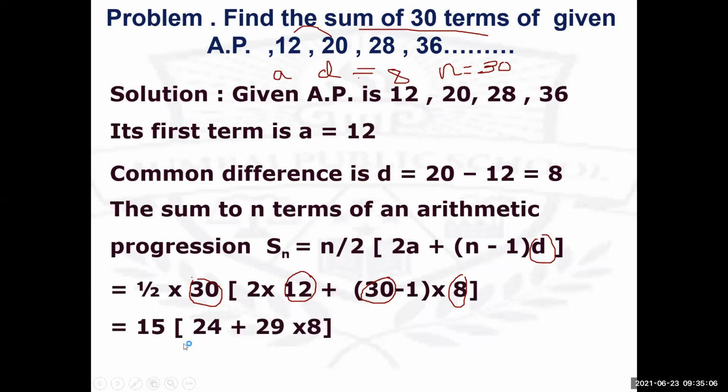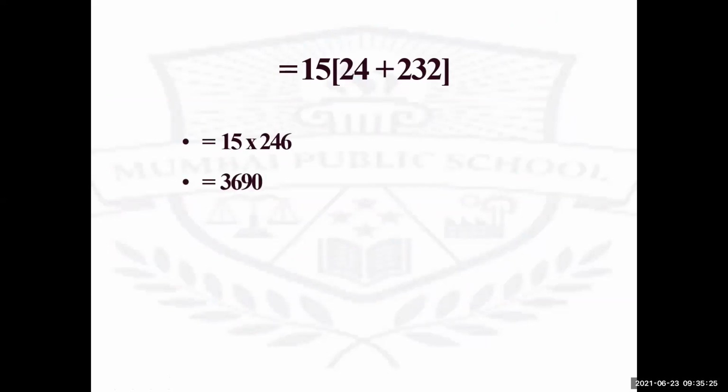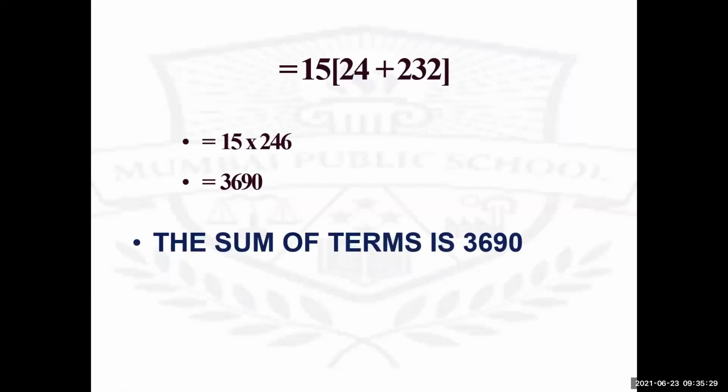So what you will get is 15 in bracket 24 plus 29 into 8. So that is 15 in bracket 24 plus 232. That is 15 into 256, that is 3840. So the sum of the terms is 3840. Is this clear to all the students? Any difficulty, you can ask.